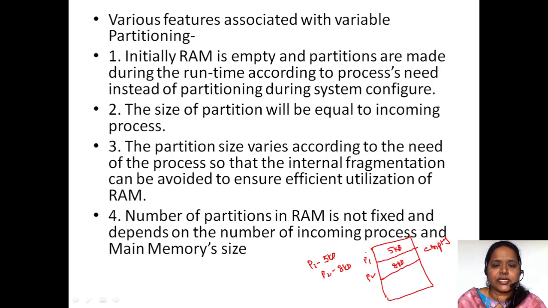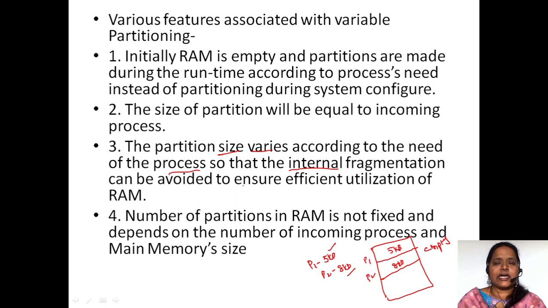The partition size varies according to the need of the process. Here this process needs 5 KB of memory, this process needs 8 KB of memory. So according to the need of the processes, we are making the partitions to avoid internal fragmentation completely, and to ensure efficient utilization of the main memory. So that is why we go from fixed size partition to variable size partition.